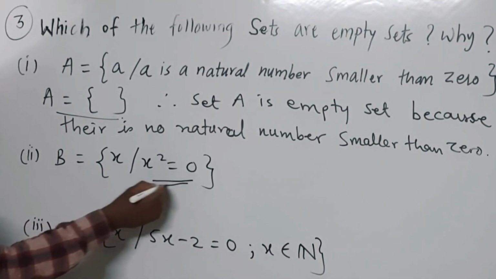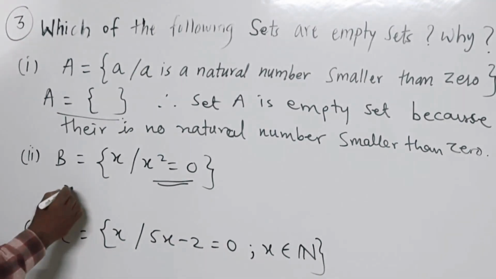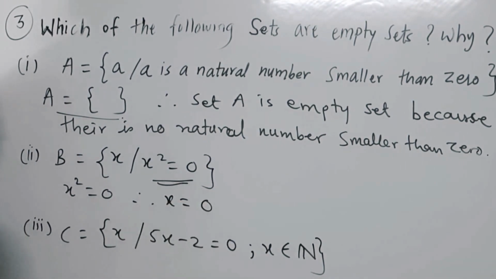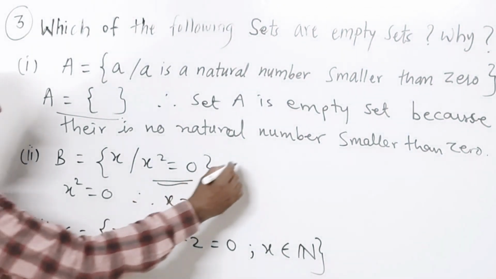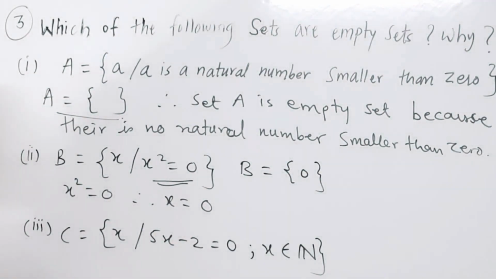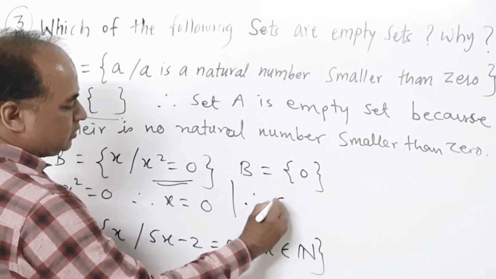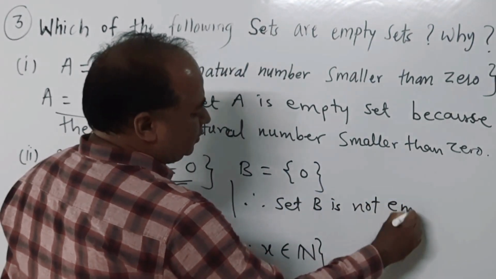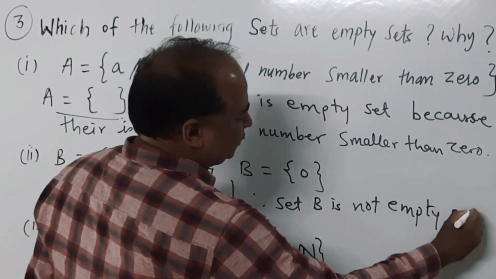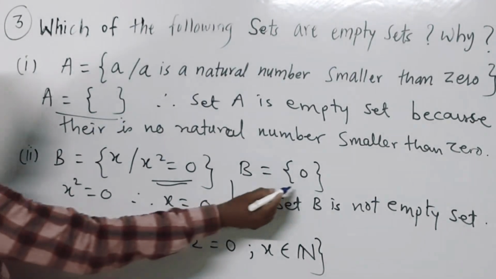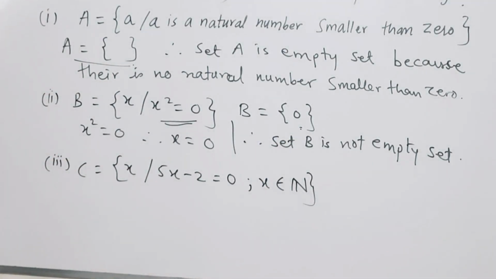Now set B is equal to the set of all x such that x square is equal to 0. So x square is equal to 0. Therefore we can write x is equal to 0. So set B contains the element 0. Therefore set B is not an empty set, since it contains the element 0.